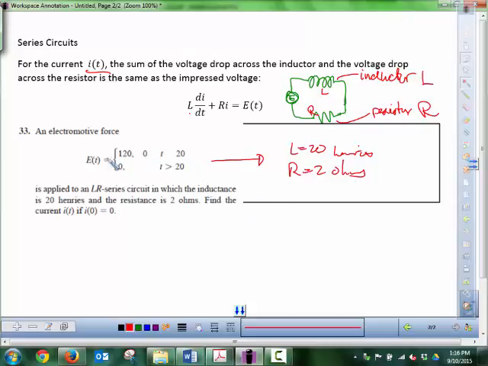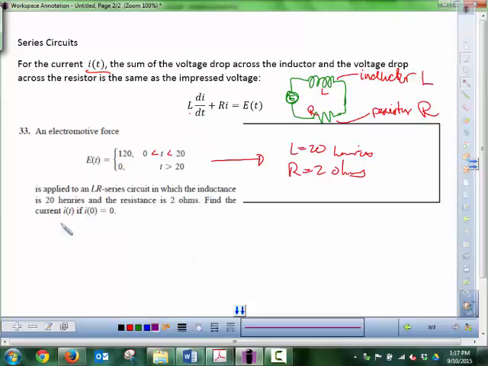And so the voltage, so imagine that they're providing voltage from the time 0 to 20 seconds. And then after that, they cut off the voltage. So now the voltage is 0. So they want you to figure out what happens. So our differential equation will come in 2 parts.